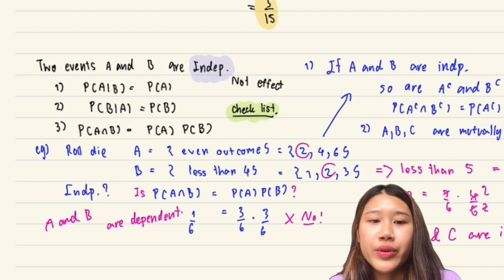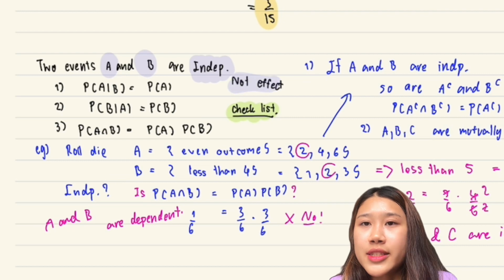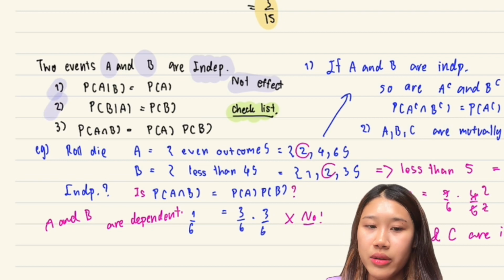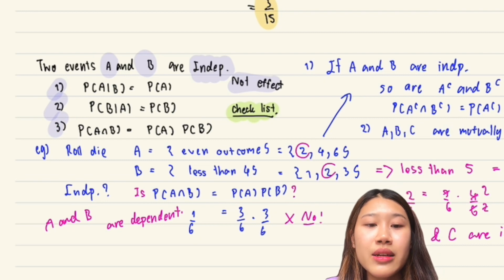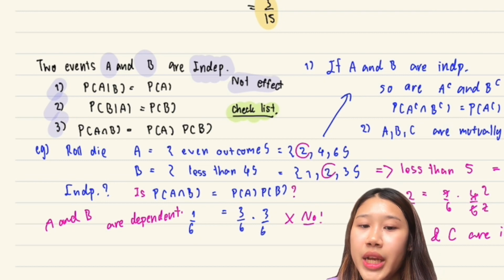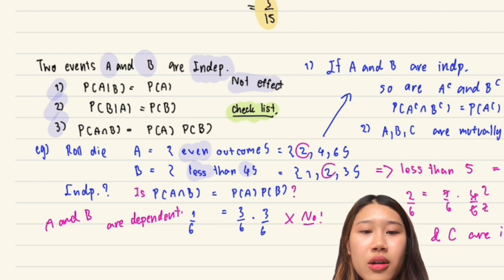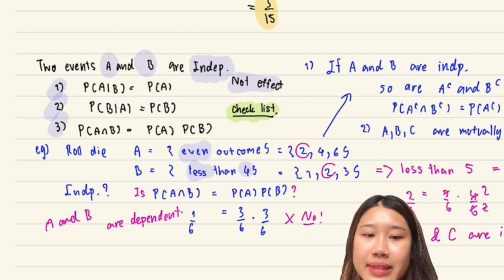And let's look at 2 events, A and B, that are independent, so they do not affect each other. I will give you 3 checklists here. For example, let's say we roll a die again, and let A be the event that the outcome is even and B be the outcome that's less than 4. In A we will have 2, 4, 6, and in B we will have 1, 2, 3. Is it independent? We will see.